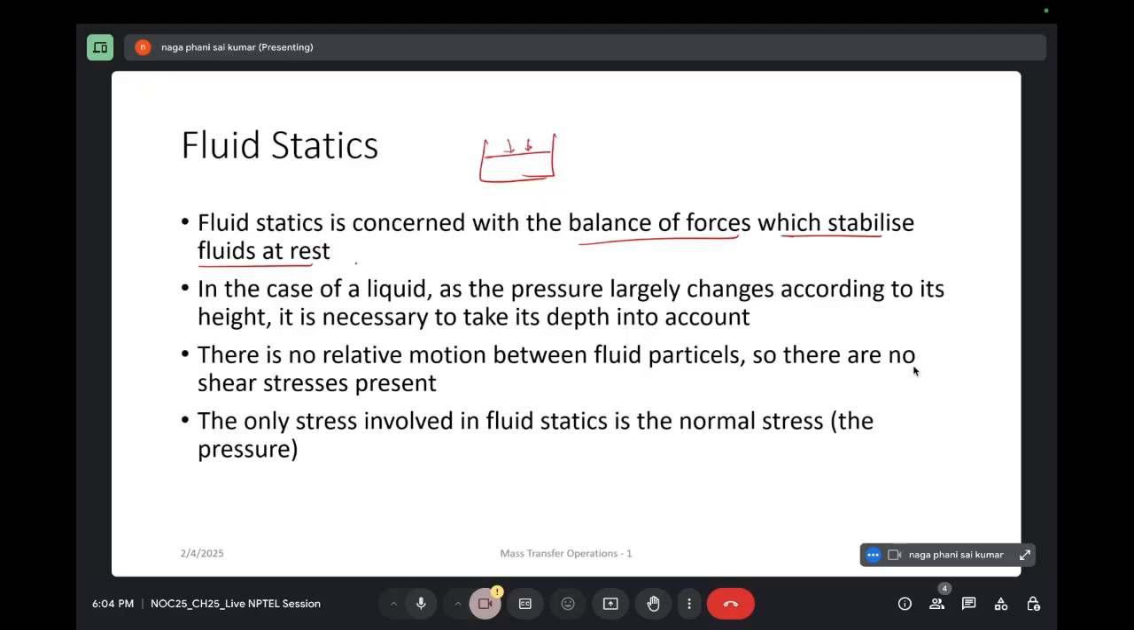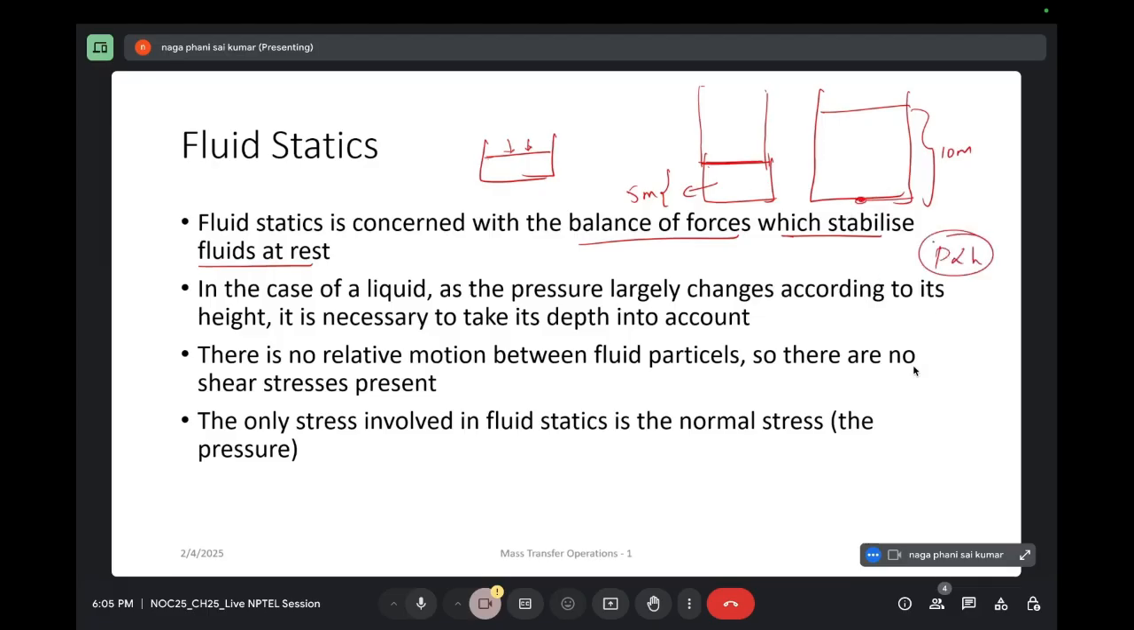And in case of liquid, the pressure, if you take two different containers of the same height, and both dimensions are same, and if you fill this with 5 meters and this with 10 meters of identical liquids, you will be experiencing more pressure in this case at the bottom. Okay, because pressure is directly proportional to height. Whenever the height of the liquid increases, the pressure will also be increasing.